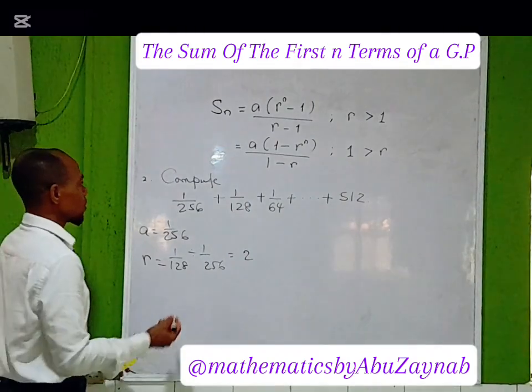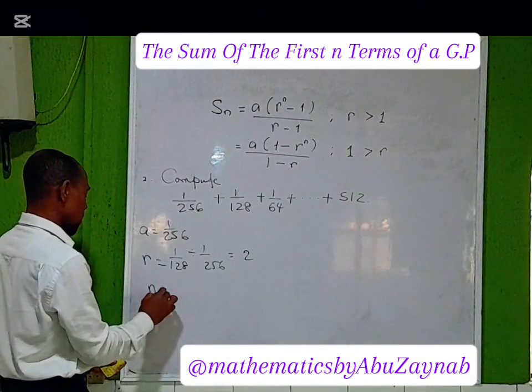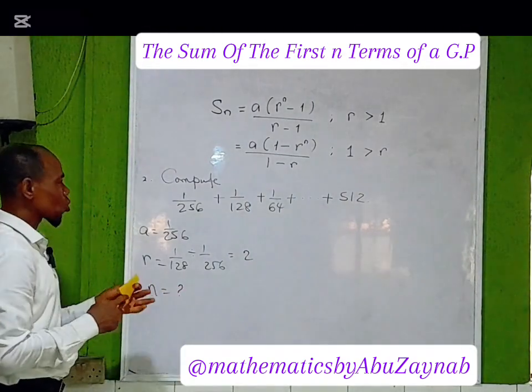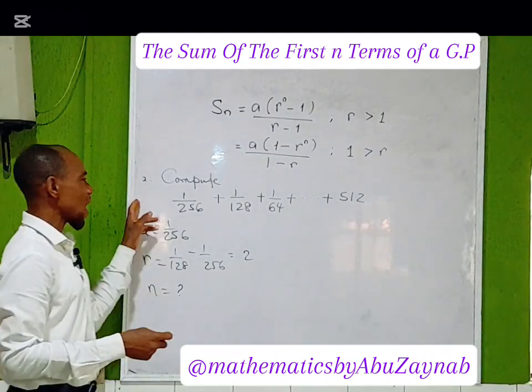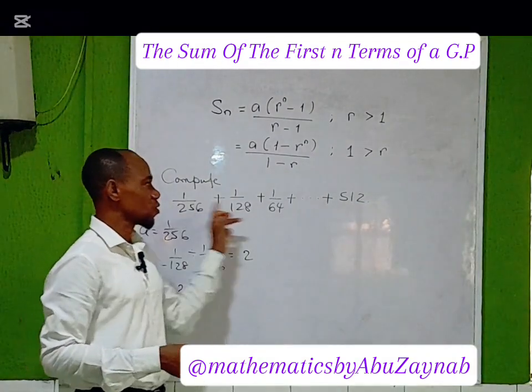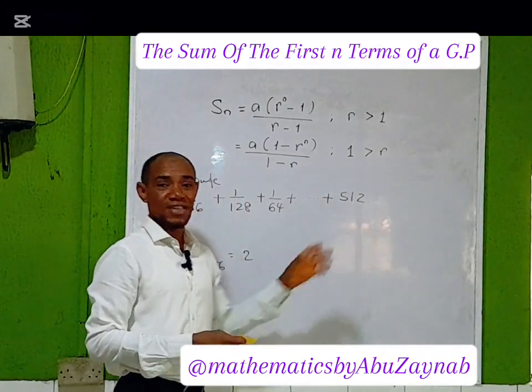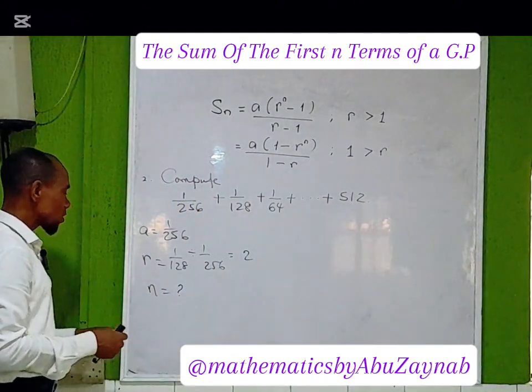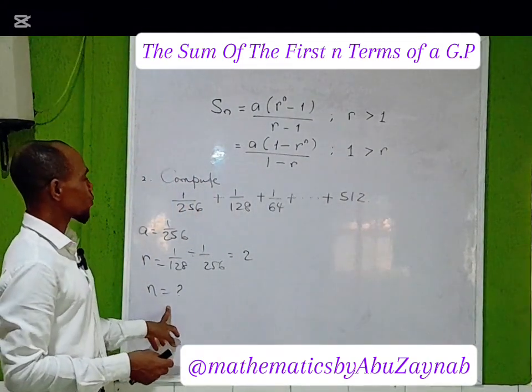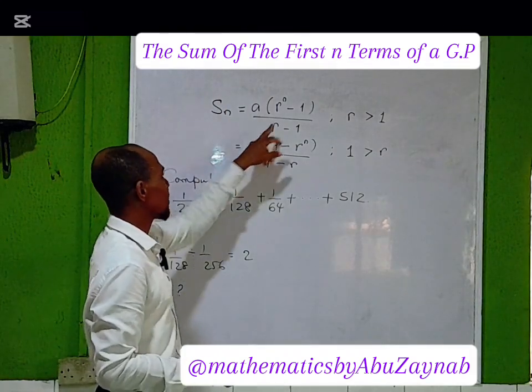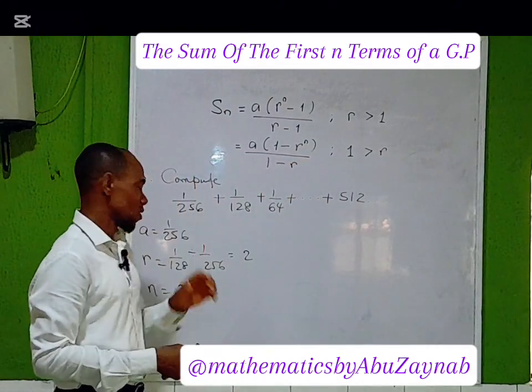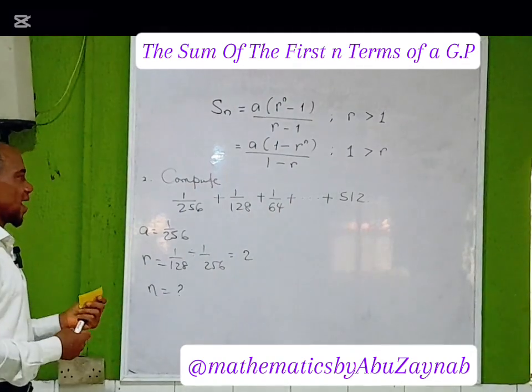So the question now is, what is the number of terms in this? Because when you have to compute, it simply means add up from the beginning, that's the first, to the last. That's the entire series. But we can't compute without knowing n, because looking at the formulas, either one, n is required. So we need to first determine what n is.